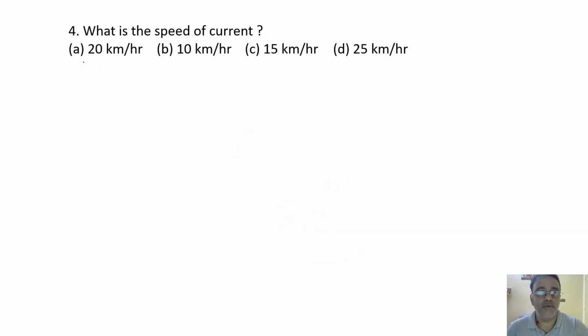Right. Now we are moving toward the next. What is the speed of current? So we have to solve that quadratic equation, x square plus 30x minus 400 is equals to 0. So here the product is minus 400, right? And the sum is plus 30. The product here is negative, so we need two factors such that the difference is 30. 40 and 10.